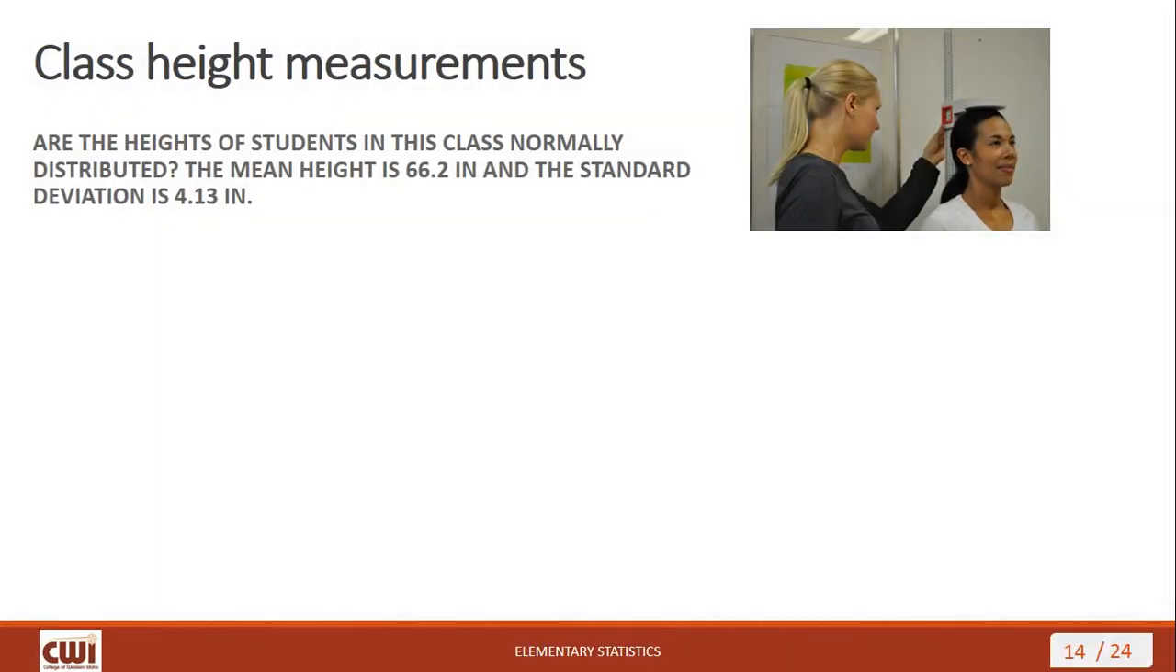Let's look at the height measurements for the students in our class. We have a mean height of 66.2 and a standard deviation of 4.13. So first thing we're going to do is make a histogram. At this point, if you like, stop the video, press pause, and then go into our class group in StatCrunch and open up the class heights data file and make your histogram for the heights of students in the class.